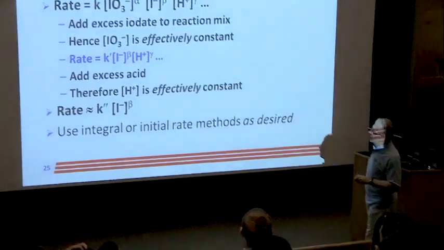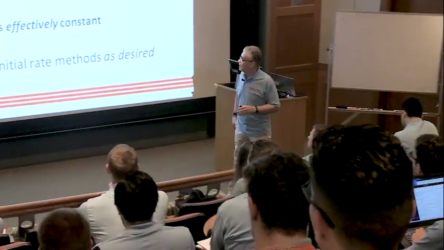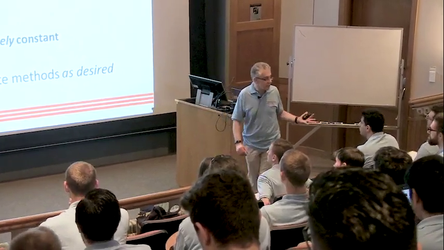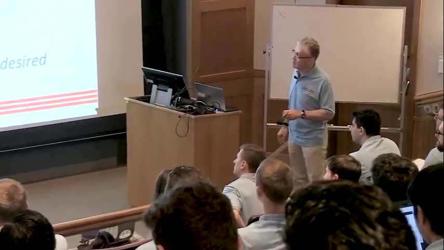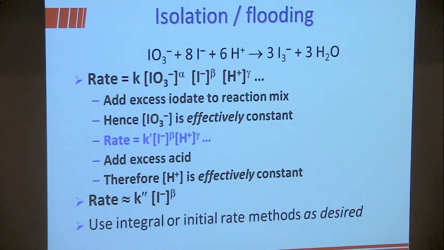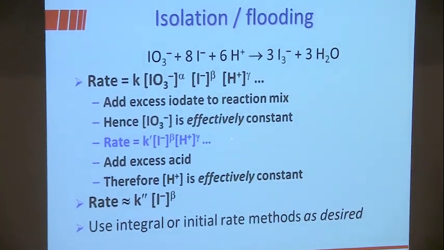So if we add I minus in excess, then it's effectively constant. So we can rewrite the expression as the rate is equal to K prime times the concentration of IO3 minus to the alpha and H plus to the gamma, where K prime is equal to K times the concentration of I minus to the beta.